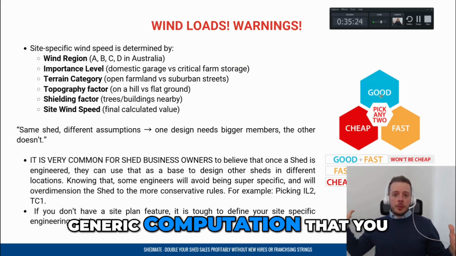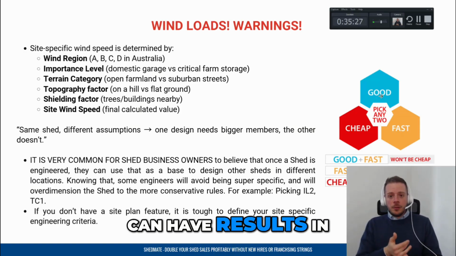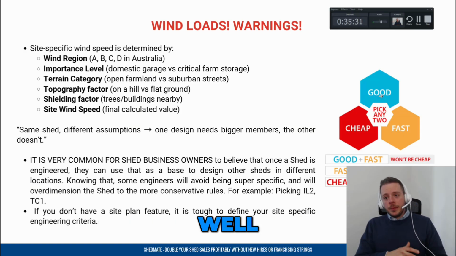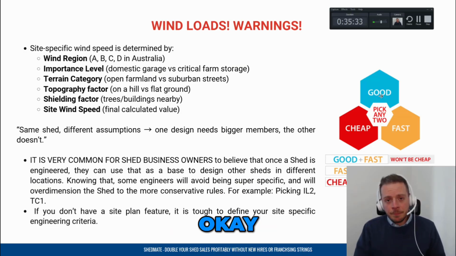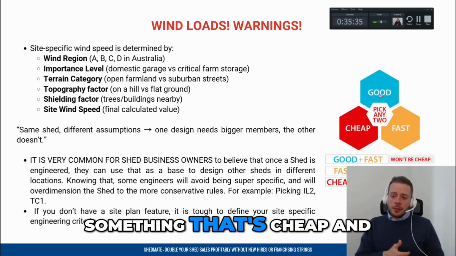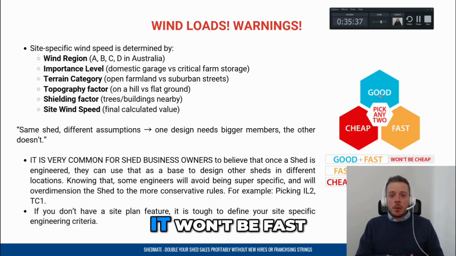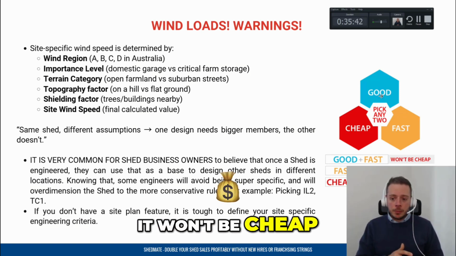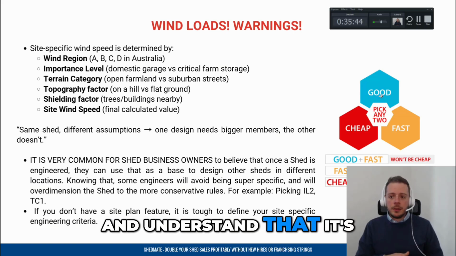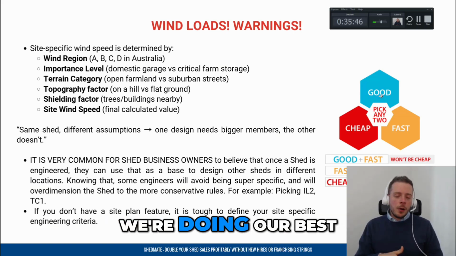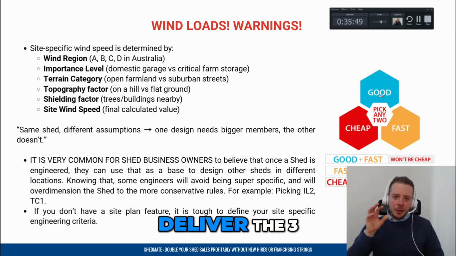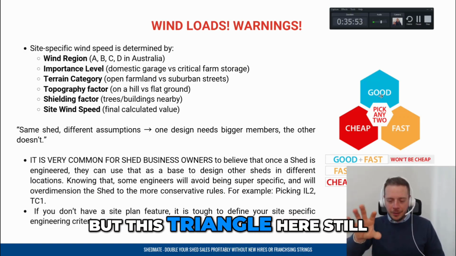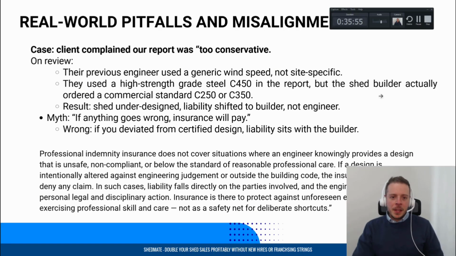If you want a generic computation that you can have results in real time and you're not going to be paying the engineers every time, well, it might not be as good, okay? If you want something that's cheap and good, it won't be fast. But if you want something that's good and fast, it won't be cheap. So you've got to pick two and understand that it's very hard to have all of those. We're doing our best here at Shedmate to deliver all three, something that's good, fast and cheap, but this triangle still applies.